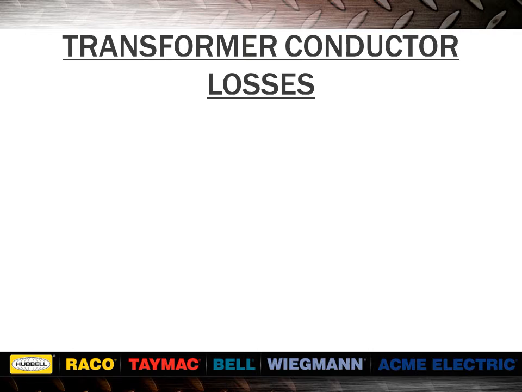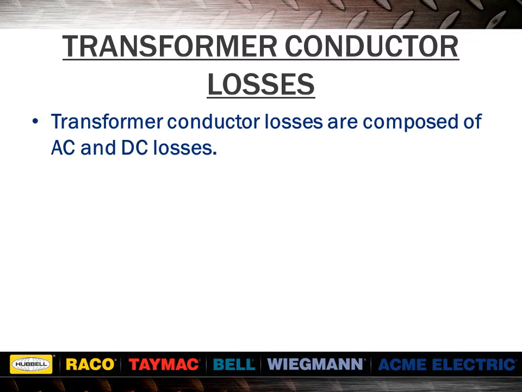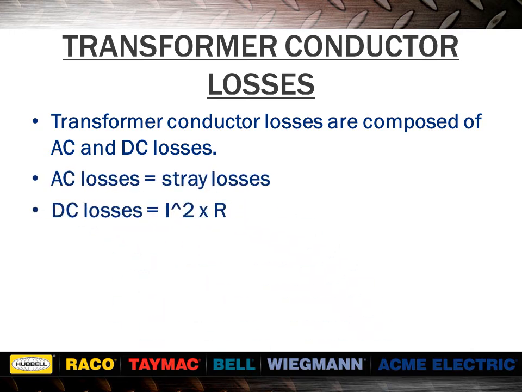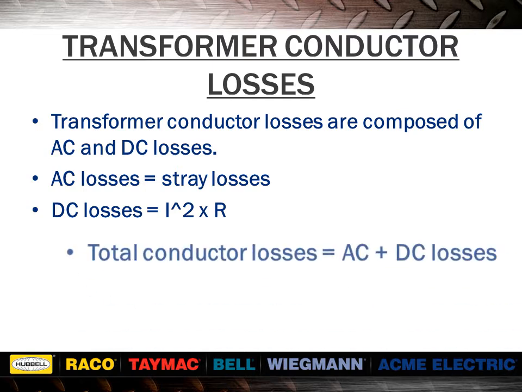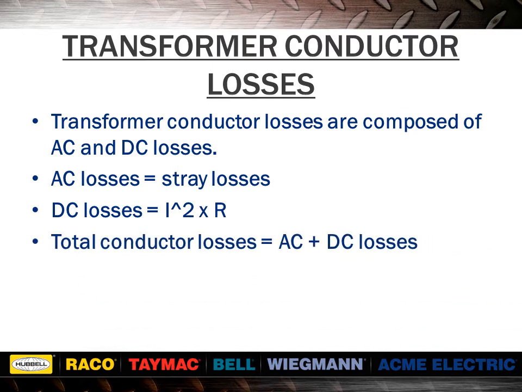Next, we will discuss transformer conductor losses. Transformer conductor losses are composed of AC and DC losses. AC losses equal stray losses. DC losses equal I squared R. Total conductor losses equal AC plus DC losses.